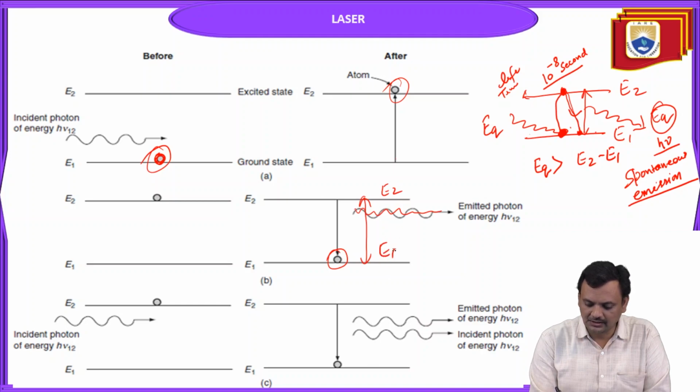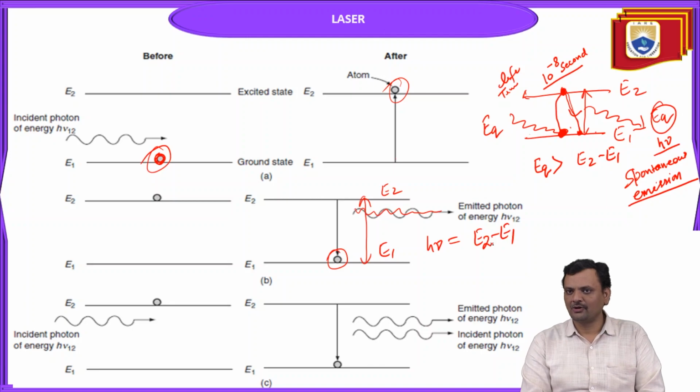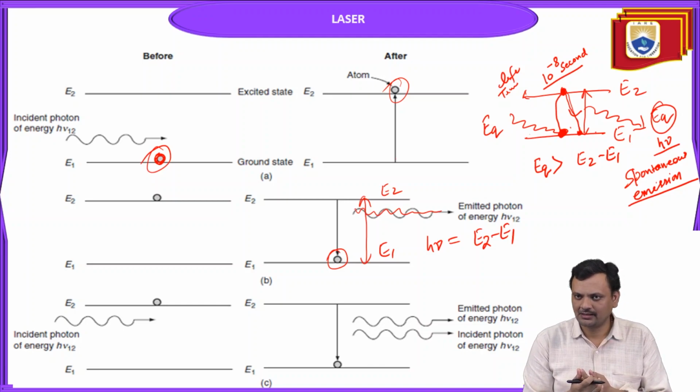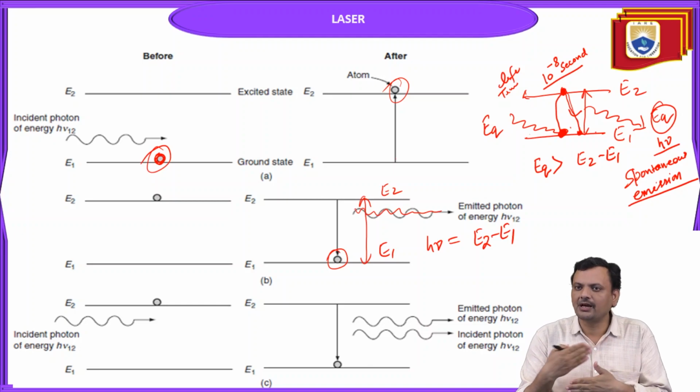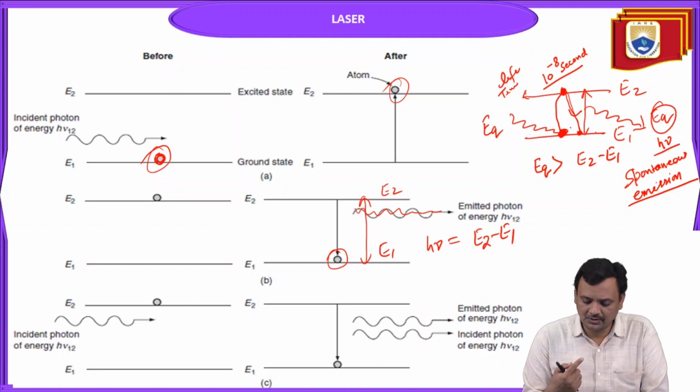Let's suppose this is E2 and this is E1. So this h nu emitted photon energy will always be equal to E2 minus E1. Now you have one photon, and if there is any process in nature that will amplify the number of photons, then what happens? You will get a kind of intense radiation, amplification of light. Okay, so that is what I am going to tell next.